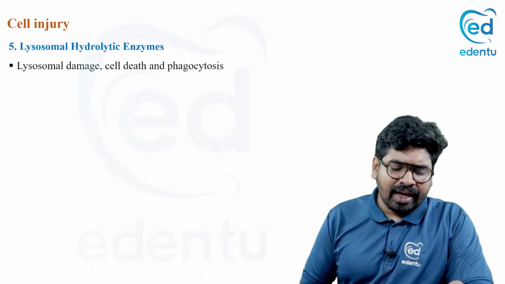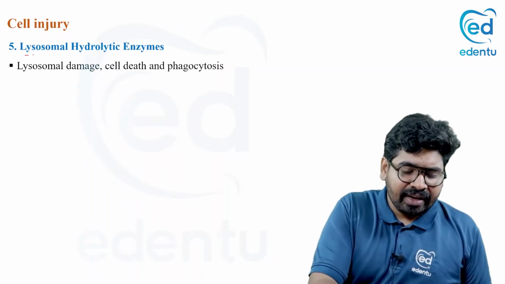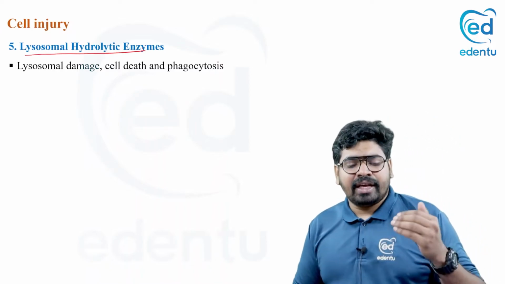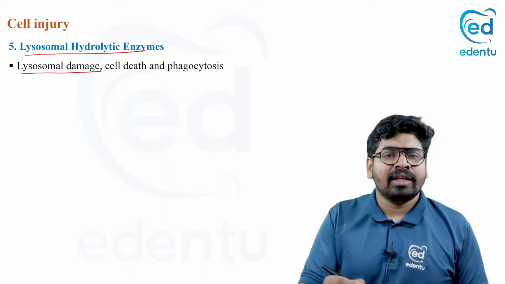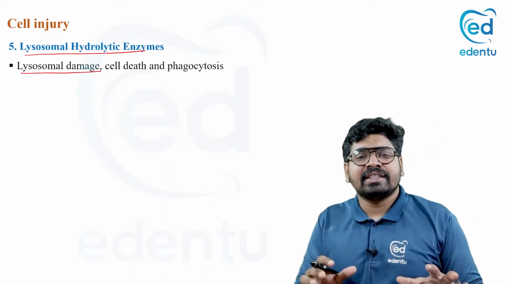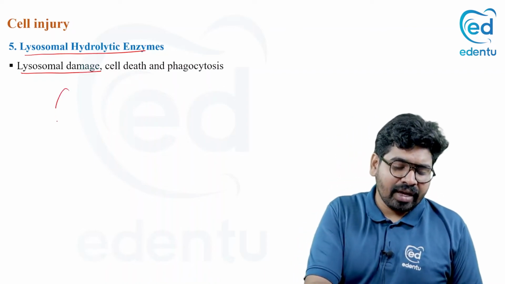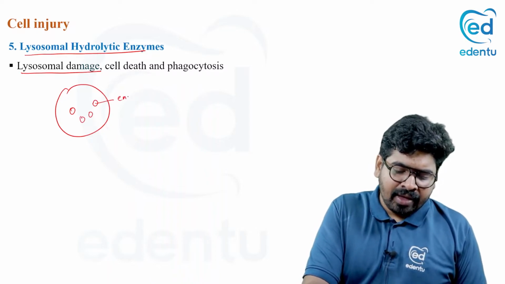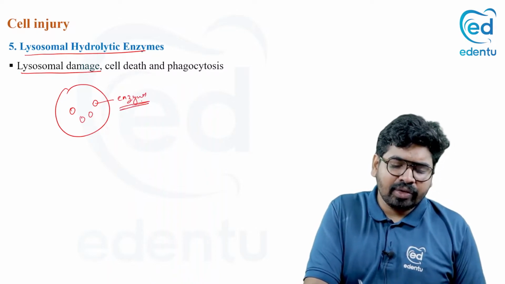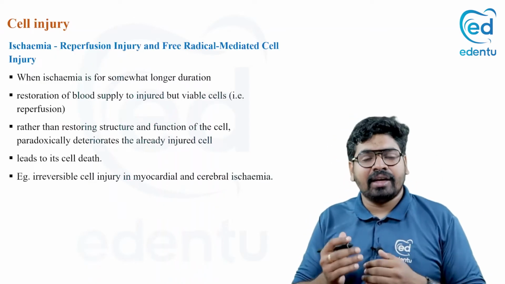Now coming to the lysosomal enzymes which are leaking out into the plasma, these enzymes can damage the cell, because the lysosome has enzymes which can lyse the cell. These lysosomes are vesicles in the cells. They contain enzymes, and these enzymes have the ability to digest cells.